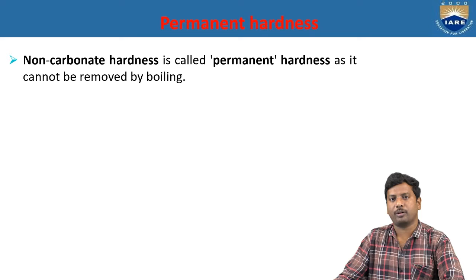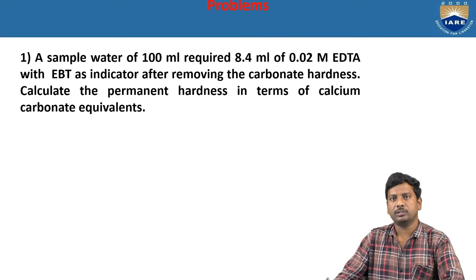Now let us see the problems based on permanent hardness in terms of equivalence of CaCO3. First of all, a sample of water of 100 ml required 8.4 ml of 0.02 molar EDTA with EBT as indicator after removing the carbonate hardness. So carbonate hardness is nothing but what is out of the permanent hardness. Why? Because permanent hardness is called non-carbonate hardness. Calculate the permanent hardness in terms of the calcium carbonate equivalence.